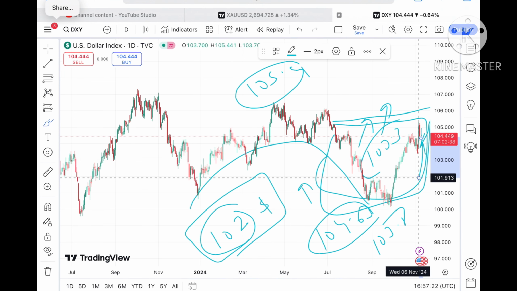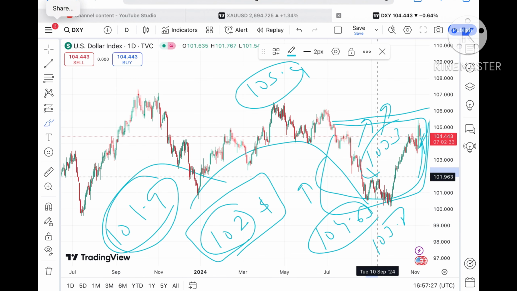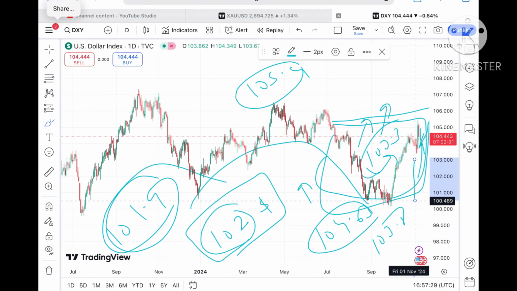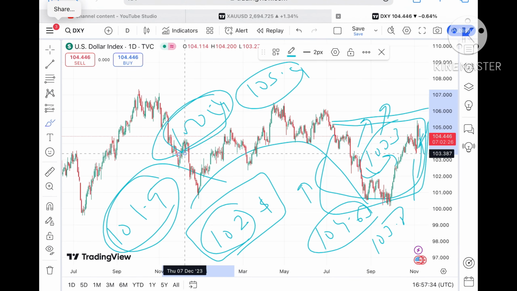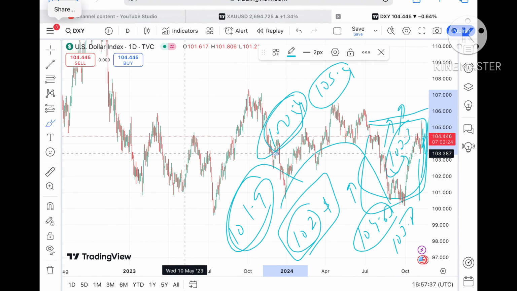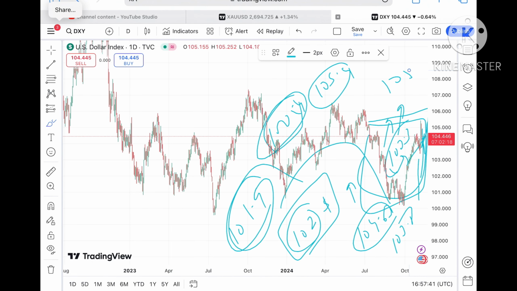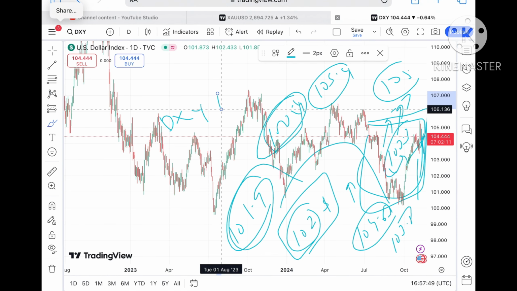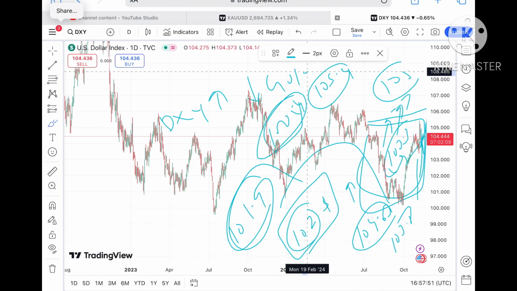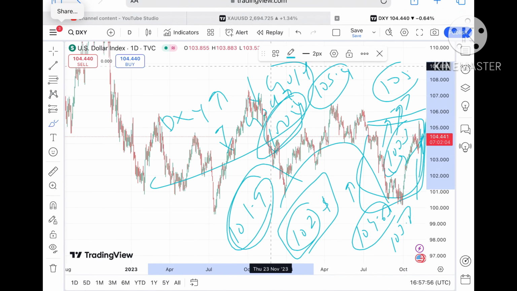If it starts falling below this level, there is a chance of touching 101.9, and from this level a bounce back can come. But if it falls below that level, there is a chance of touching 100.4, and then a further fall. But if it keeps sustaining above 104.6, it can go towards 105.4, and from there a further upside towards 106. Remember this: when the dollar index starts going up, the gold price will come down. Similarly, if the dollar index starts going down, the gold price will come up. This is what we have seen.